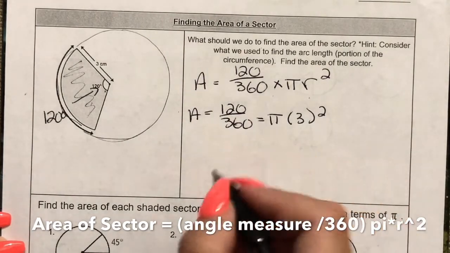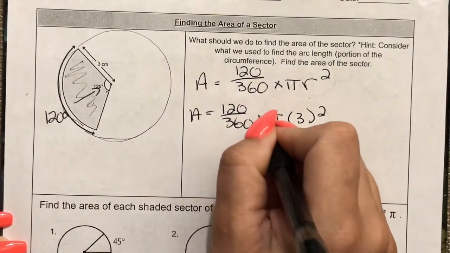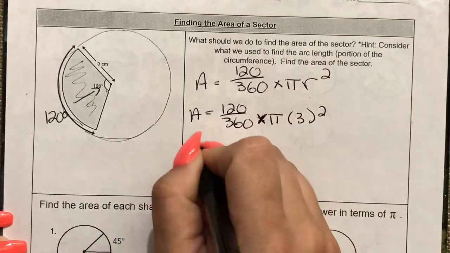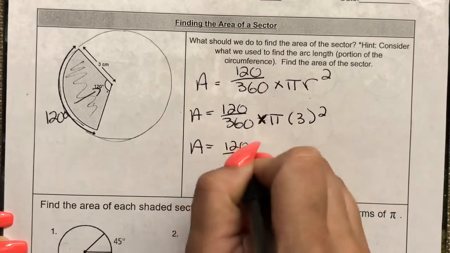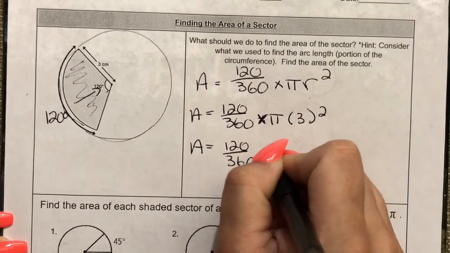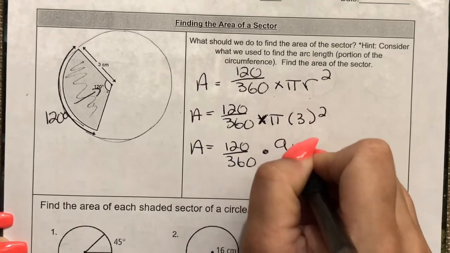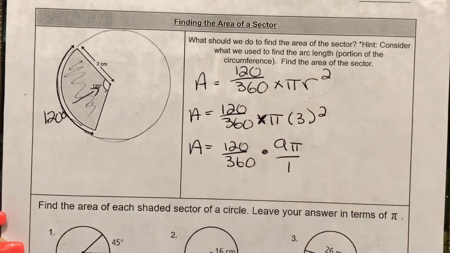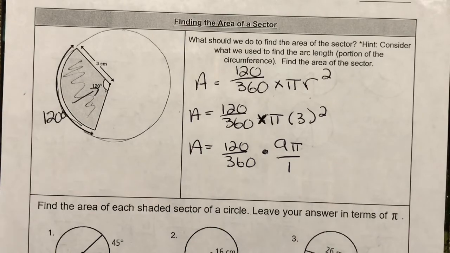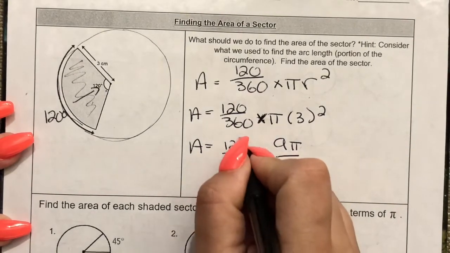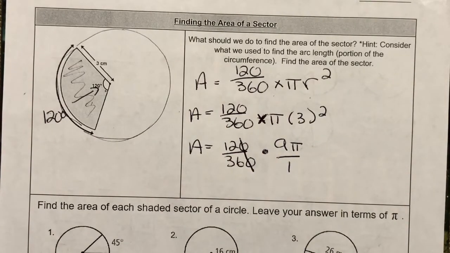Three squared I know is 9, so I'm just going to keep going, and this is actually a times. Three squared is 9, so that's going to end up being 9 pi. And in order to multiply that whole number and that fraction, again, sometimes it's easier to put it over 1. Again, I always try to simplify as much as possible.